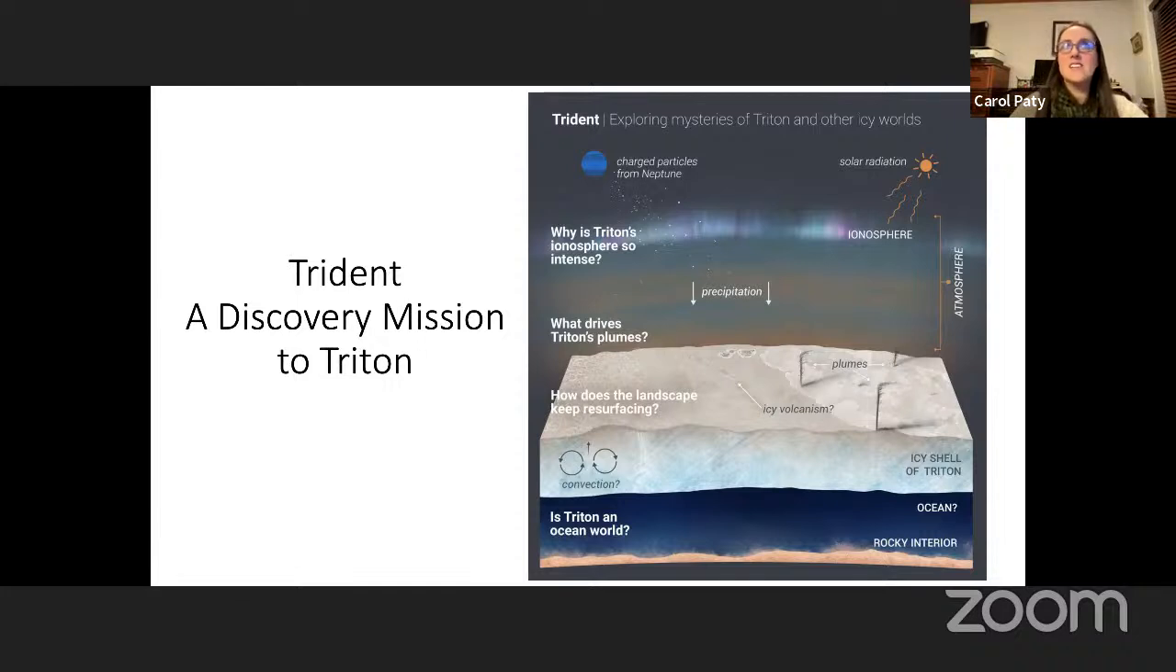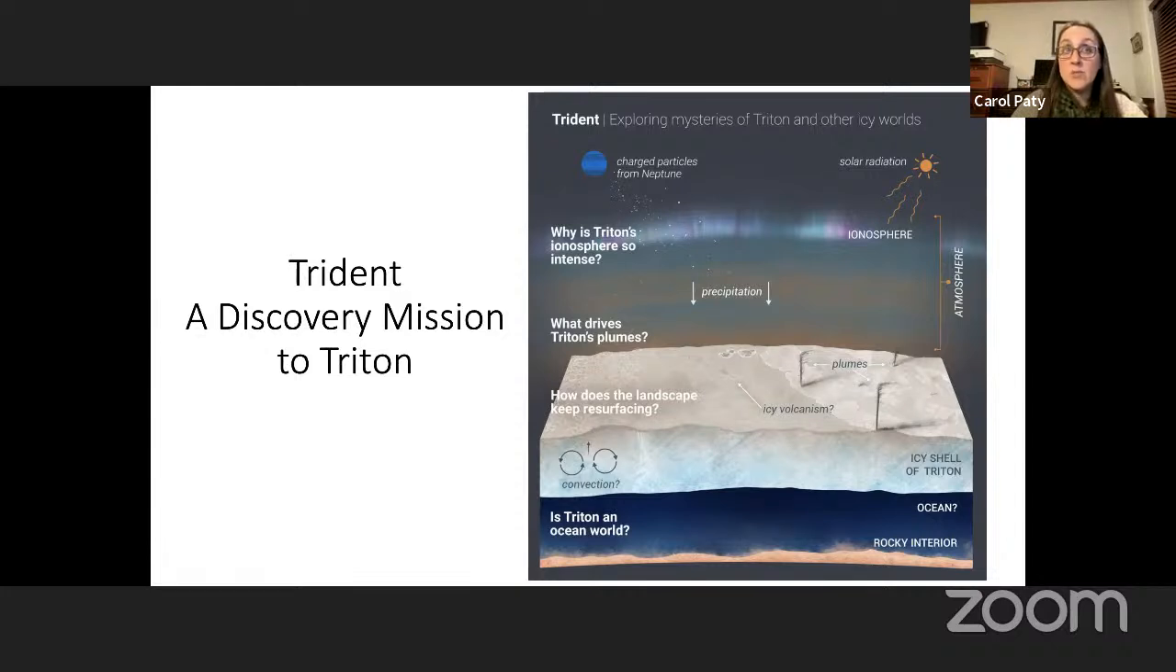And so we wanted to understand the plumes, what was driving them, what was driving the resurfacing of the landscape, the fact that we would expect a cold, dead moon, and instead we get this incredible, refreshed, young terrain across Triton, even though it should be ancient.